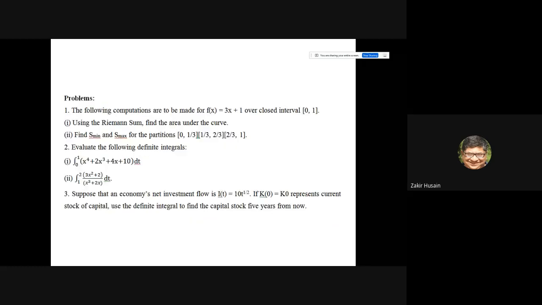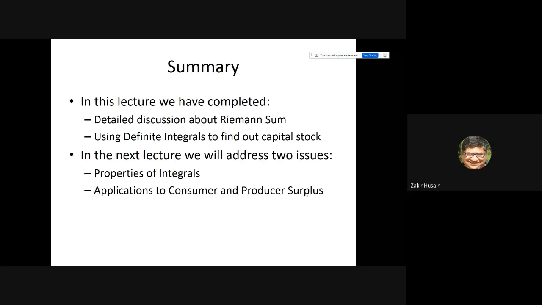So again, I've given you some problems. If you want to find out, it's your game. So we have completed a detailed discussion about the Riemann sum, and we have shown how to use definite integrals to find out capital stock investment. In the next lecture, we are going to address two issues: properties of integrals and the applications to finding out consumer and producer surplus.